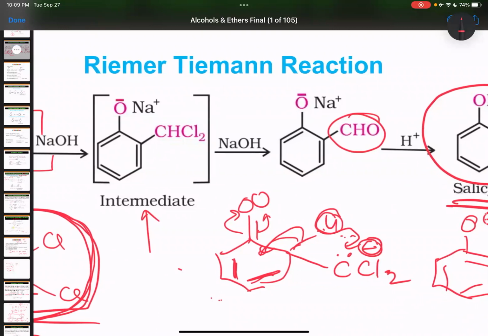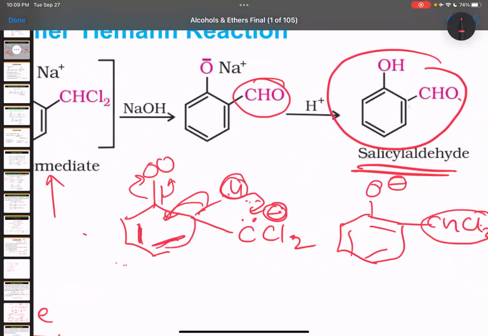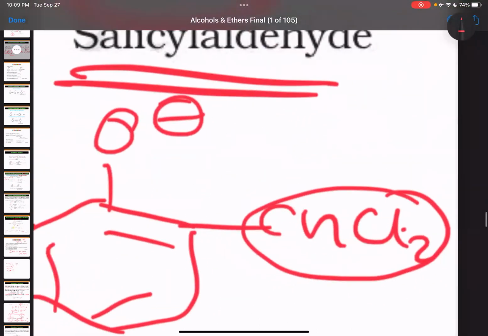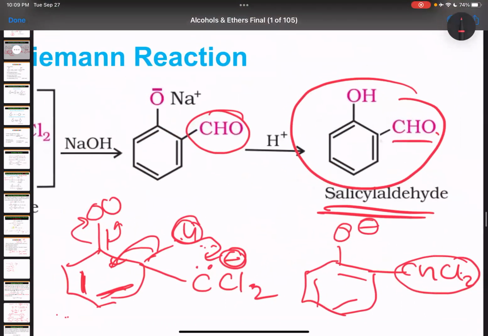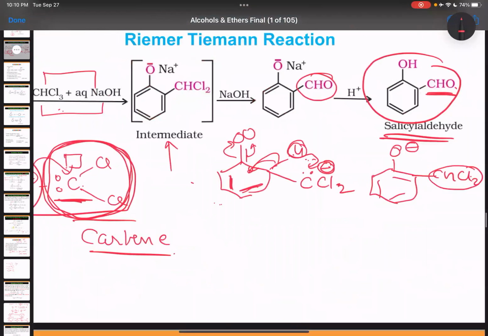That's how you need to understand it. So now these two Cl are hydrolyzed by OH. You have two OH and that will change to C double bond O. And finally, upon acidification, you will have this. Clear or not? Yes, sir. So this is the mechanism. Now let's do some questions.